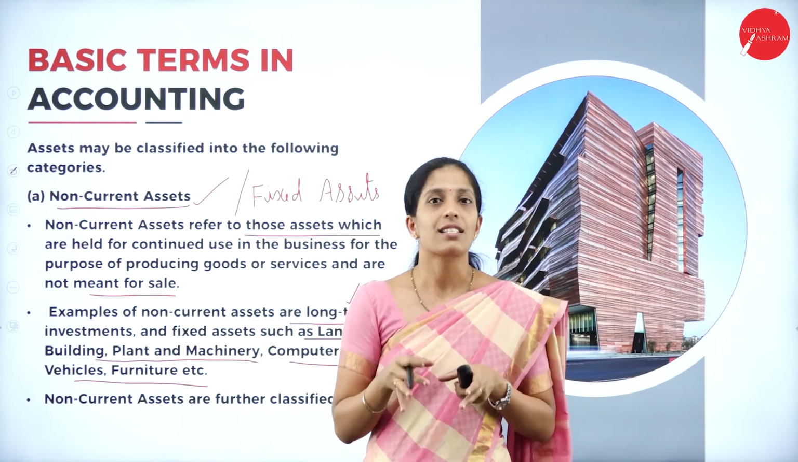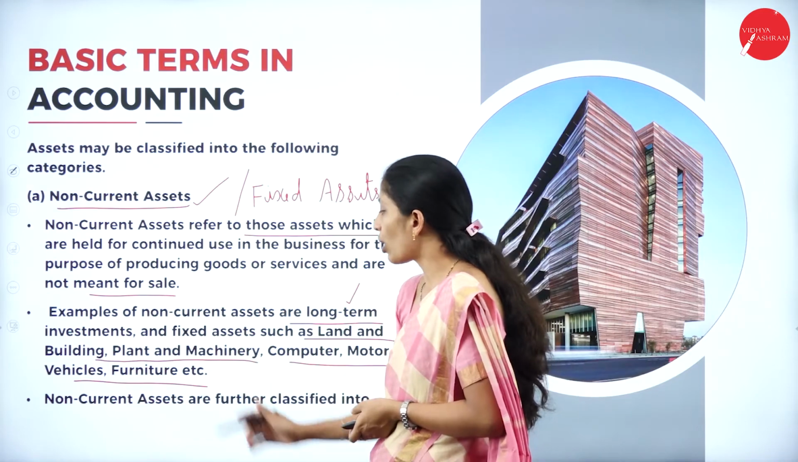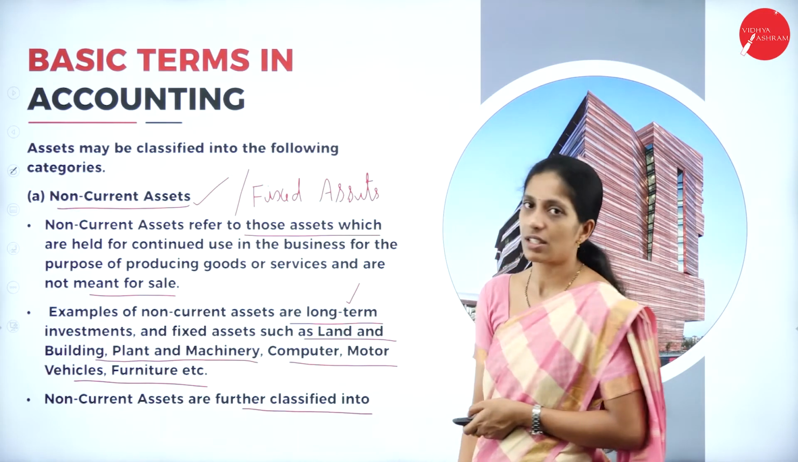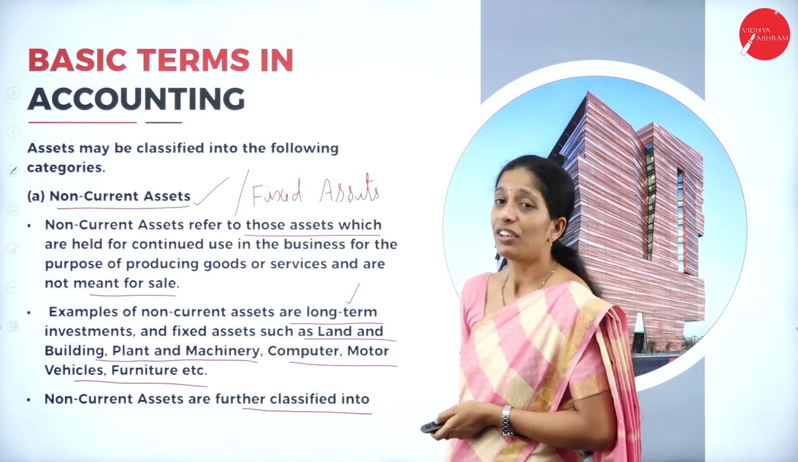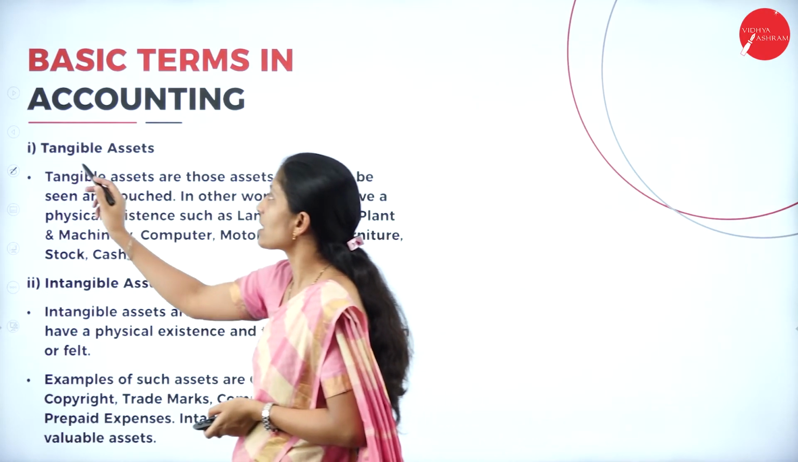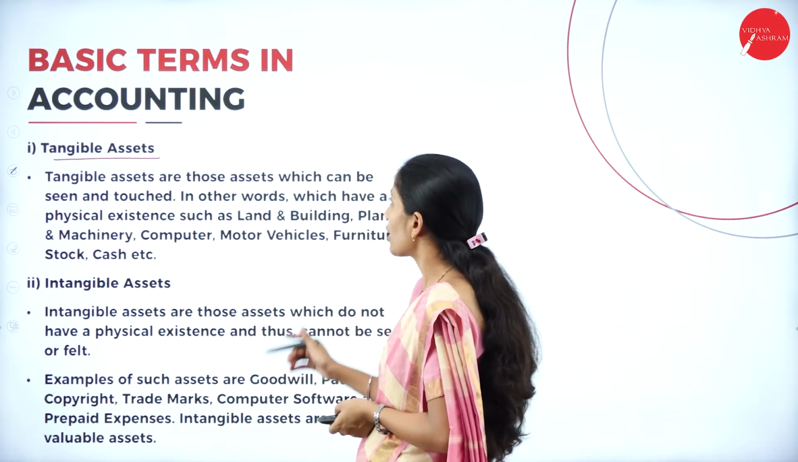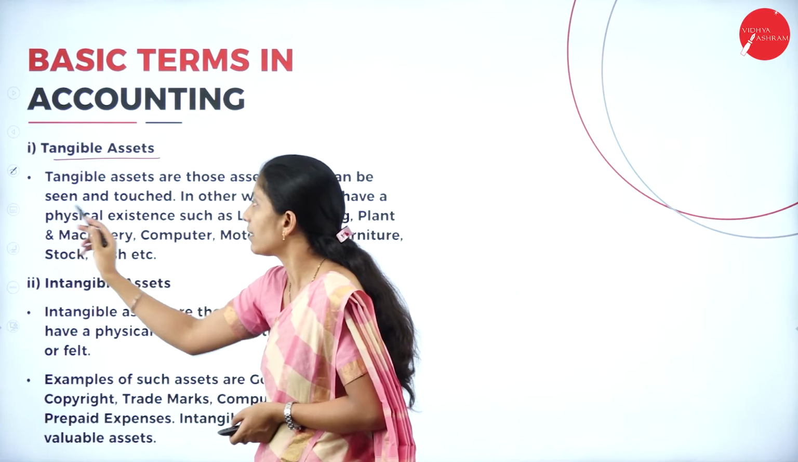Other than that, this asset will be there in the business for a longer period of time. So, non-current assets are further classified into, let us see what the further classifications of non-current assets are. The first one is tangible assets. What do you mean by tangible assets? These are those assets which can be seen and touched.